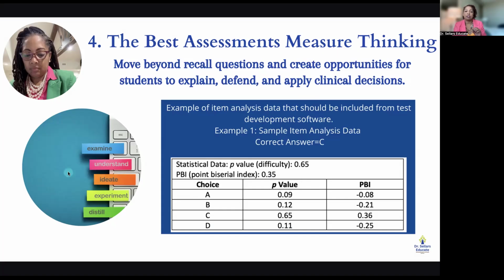And then you can see there's a little bubble that identifies the different levels of learning that happen: examining, understanding, ideation, which we know is really important when it comes to thinking, experimentation, and then being able to distill, to discern what is my rationale for the answer being B, right? Being able to narrow our focus related to a concept and also have that deeper understanding all at the same time. We want to make sure there's horizontal alignment with the content.